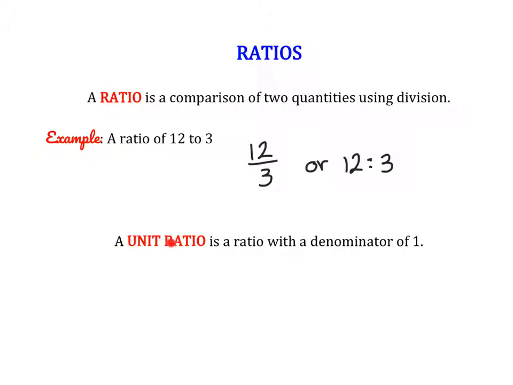Now, a unit ratio is just a ratio that has a denominator of 1. So you essentially simplify it until your denominator becomes a 1. A 12 to 3 ratio, well, we want something over 1, and we know that 12 divided by 3 is 4. So it's a 4 to 1 ratio, and we can also write it like this. If the denominator is 1, we would call it a unit ratio. So it's just a special type of ratio.